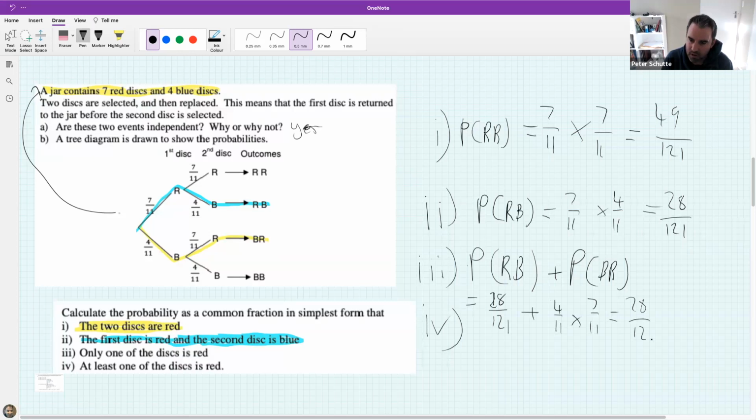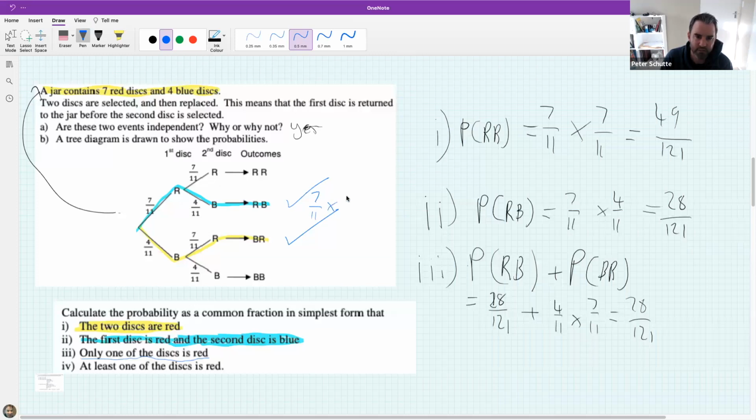Yeah. Sorry, sir. Sir, may you please explain again how to get the answer to number 3? Yes. Okay. Do you notice that only one of the discs is red is the condition? So only one of the discs. In this combo here, would you agree that the first one is red, the second one is blue? Are you happy with that? Okay, then in this next one, we have blue and then red, and that's also, so what you need to know is what is the probability of this path?